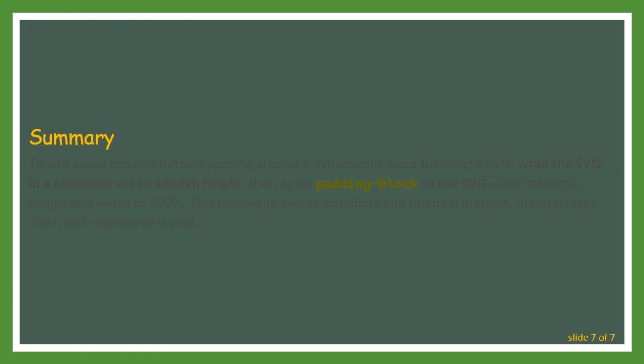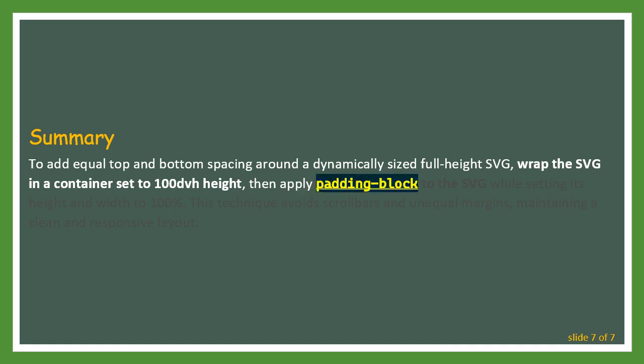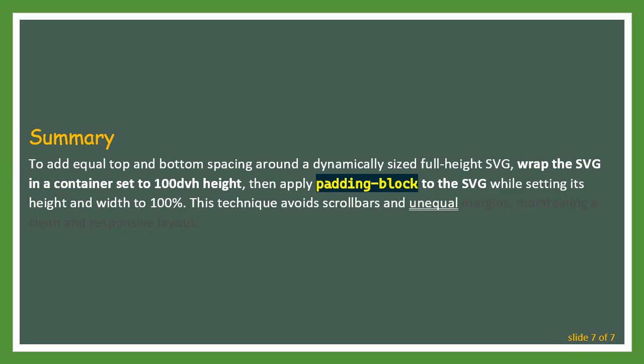Summary. To add equal top and bottom spacing around a dynamically sized full-height SVG, wrap the SVG in a container set to 100dvh height, then apply padding-block to the SVG while setting its height and width to 100%. This technique avoids scroll bars and unequal margins, maintaining a clean and responsive layout.